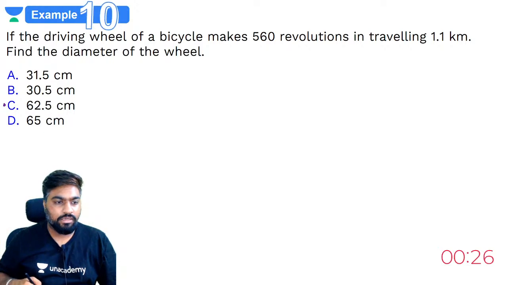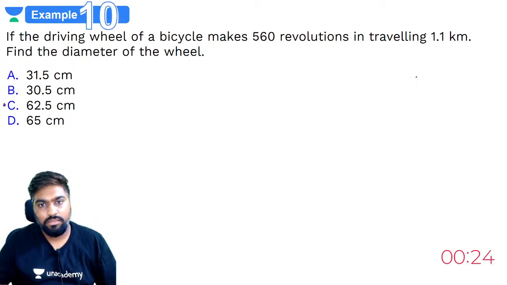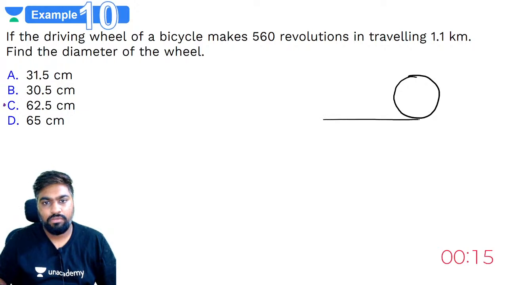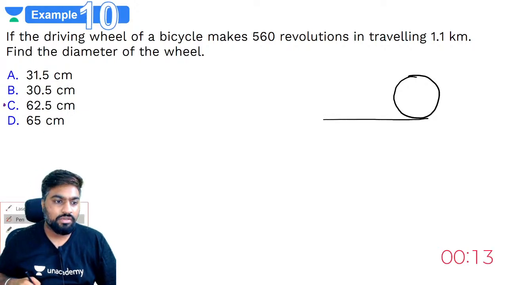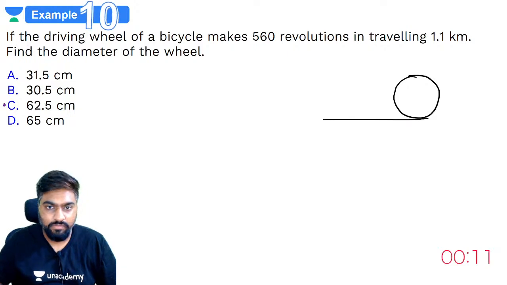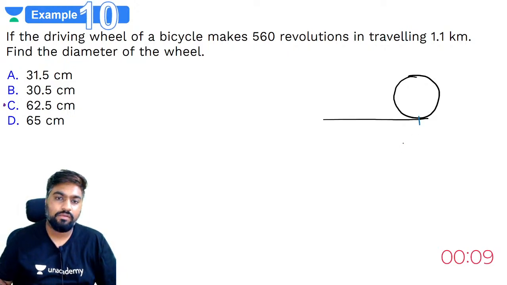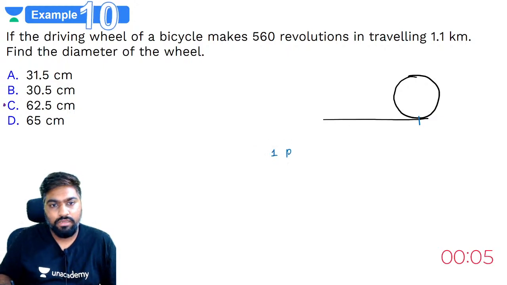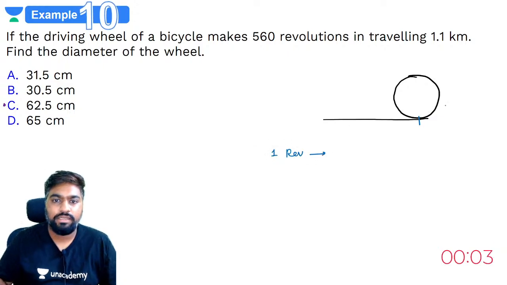So I'll give you a hint now. There is a wheel, okay? Here is the wheel and there's the road. Yes. So if the wheel starts from here, in one revolution, how much distance will it cover?